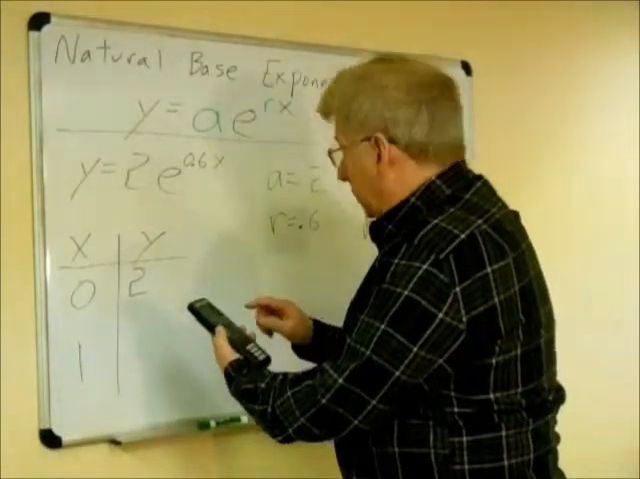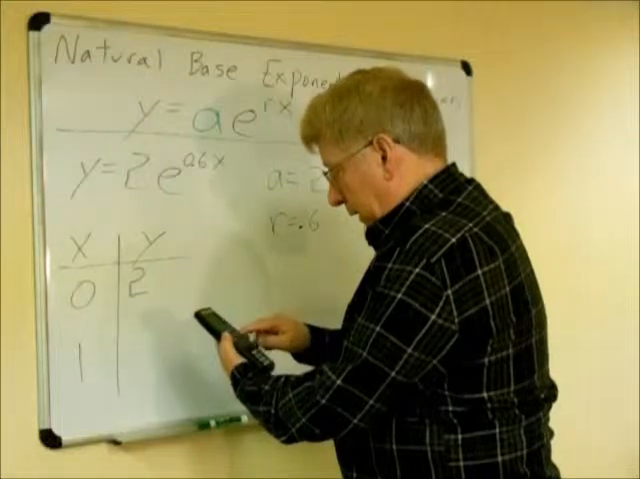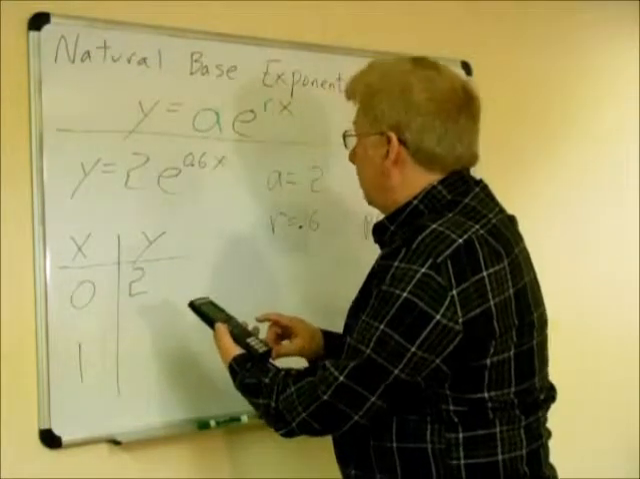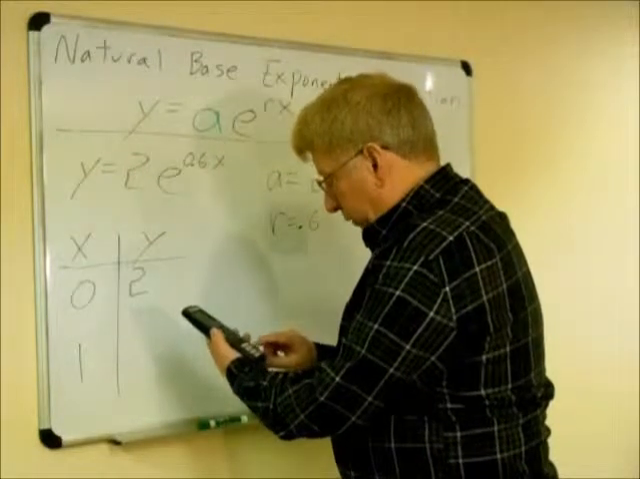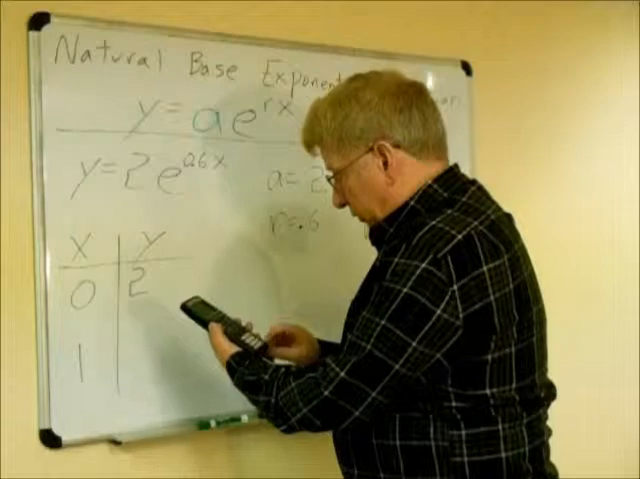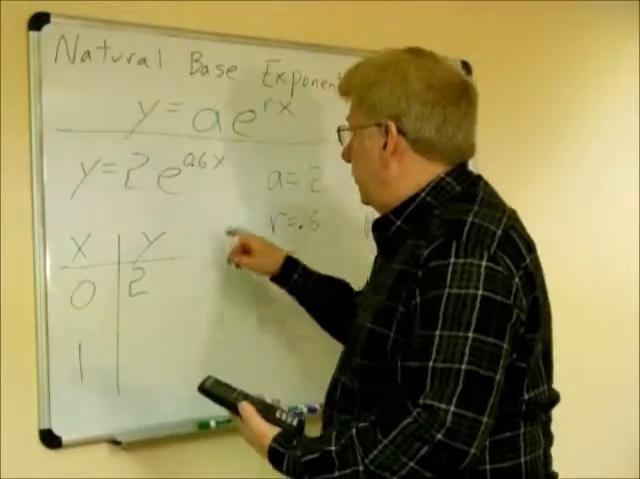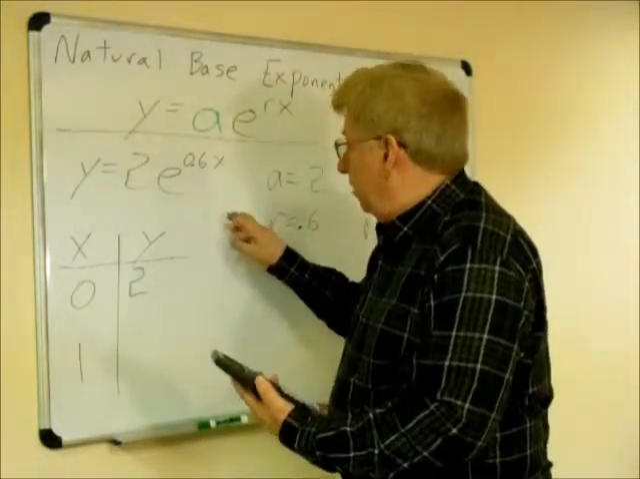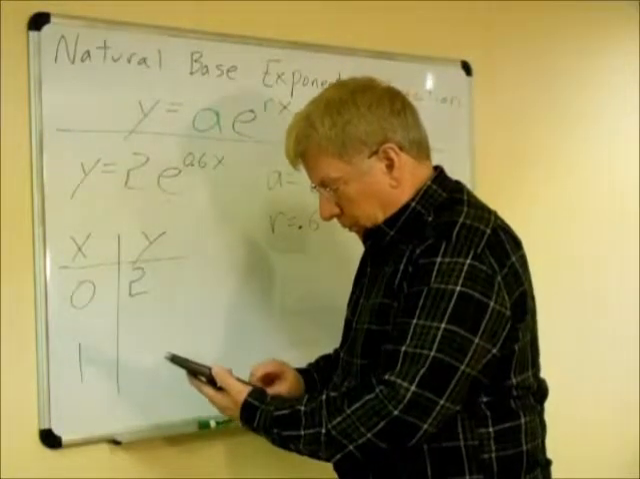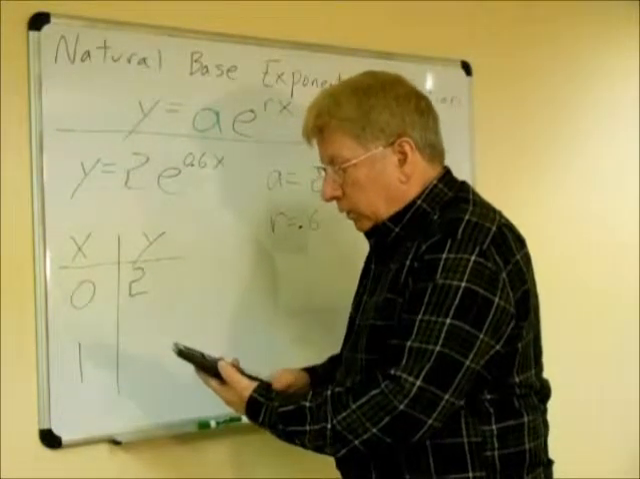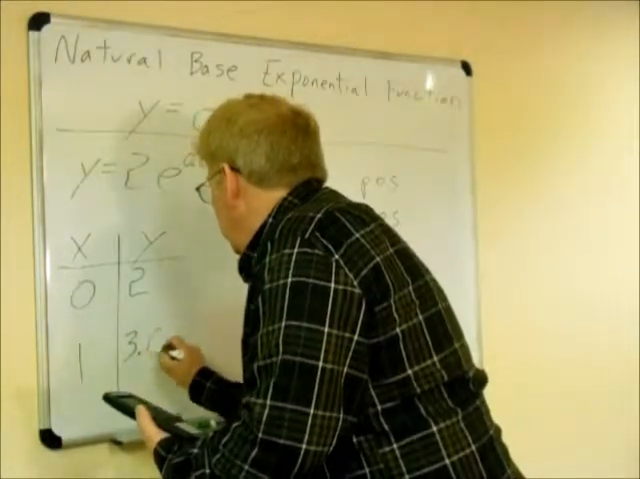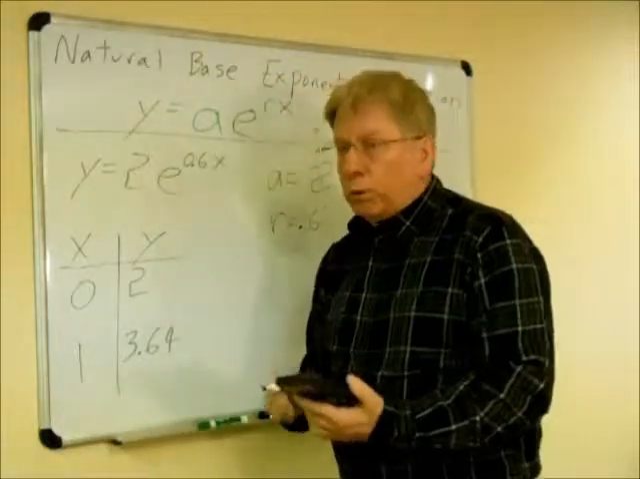So we'll do that. Second e to the x, and we'll put in 0.6, close parentheses, enter. You get 1.822, and we multiply that times the 2. We end up with 3.644. 3.64 is accurate enough for what we're doing here.